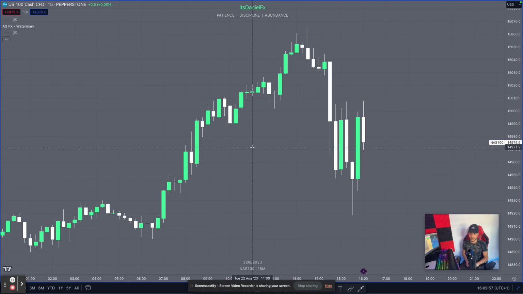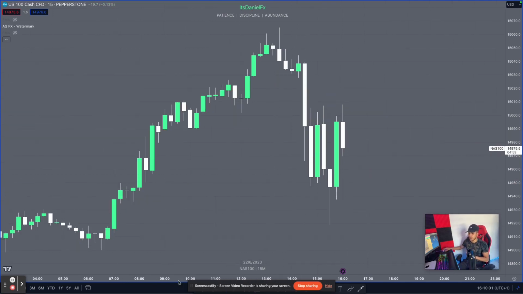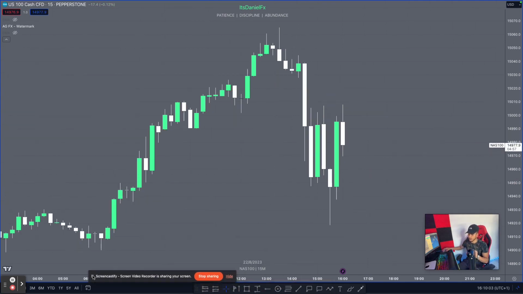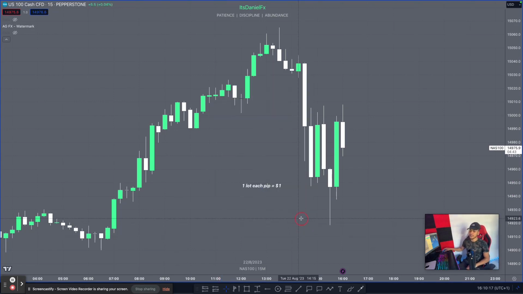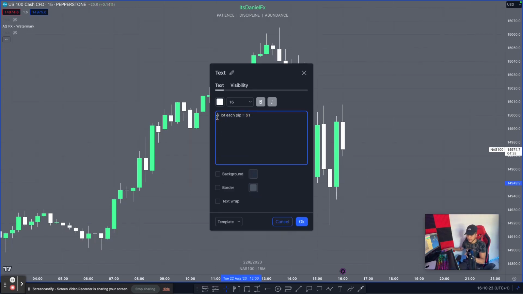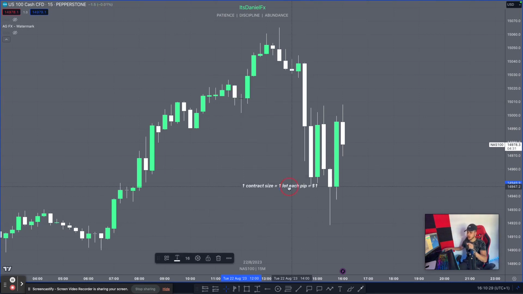Now, if you have a 1 contract size, I'd highly recommend you check this. If you're trading a standard lot, and when I say standard lot, I mean 1 lot, that means that on a 1 lot, each pip is equal to $1. Very, very easy calculation. If you're on a 1 contract size, so again, this is the major part, 1 contract size, 1 lot means that each pip is $1.